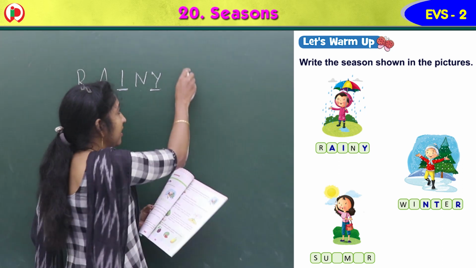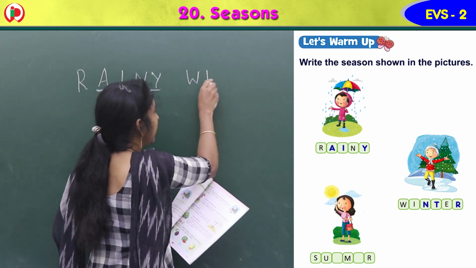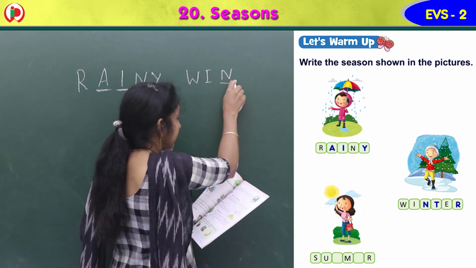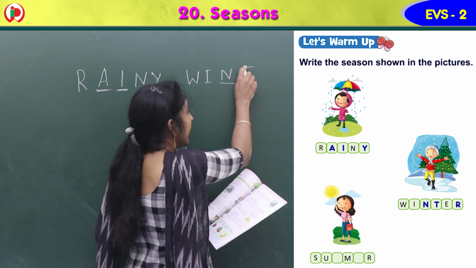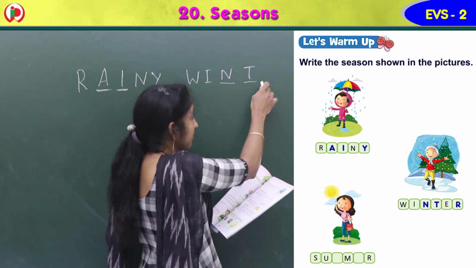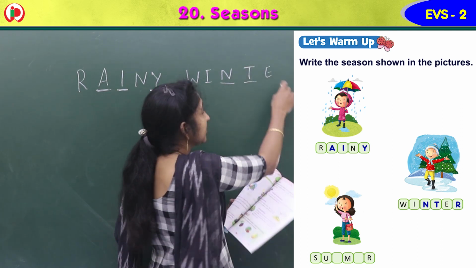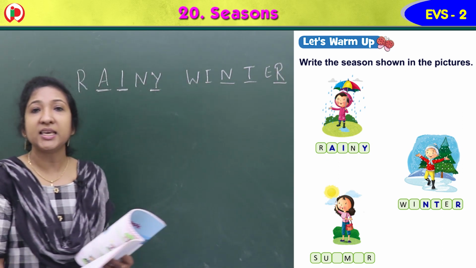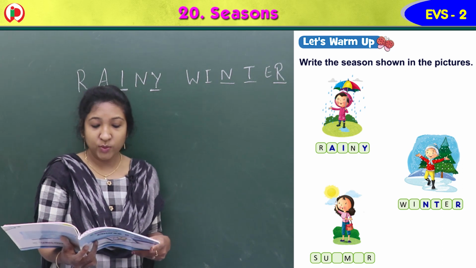W is given there, I is given there. Then you have to fill up the next letter, N, yes, then T, then E is there, last is R, winter. W-I-N-T-E-R, yes, winter.